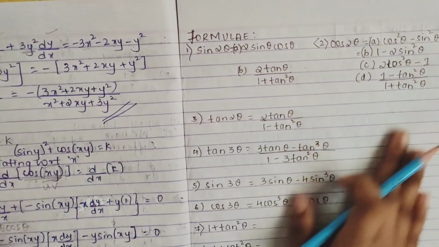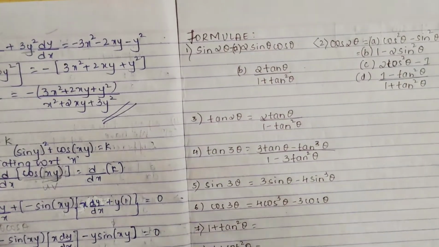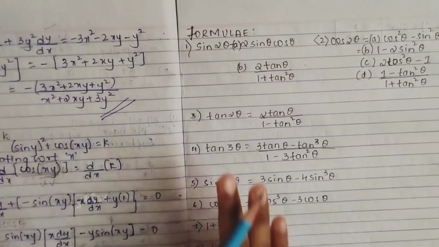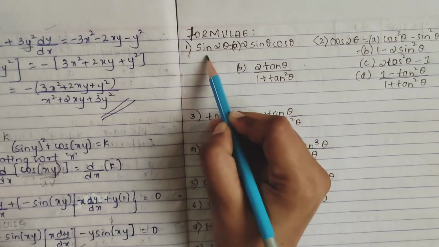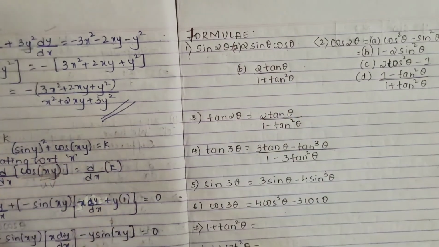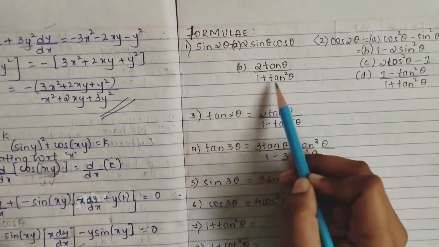I have given you here a few formulas. Please note them down, and again a few formulas I'll give you which you have to find out and write. Make these formulas because they are very useful. Sine 2 theta you have in two forms. One is 2 sine theta cos theta, and in terms of tan theta also you have, that is 2 tan theta whole divided by 1 plus tan square theta.